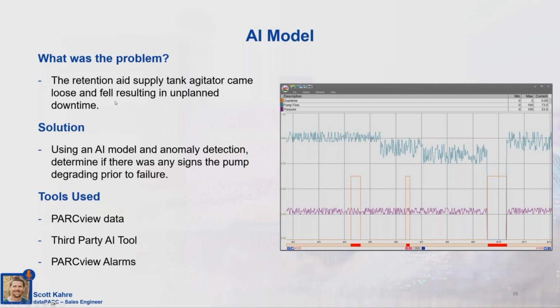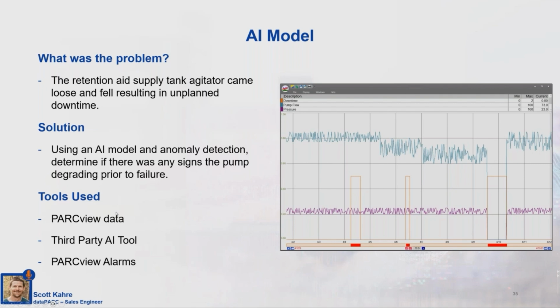And this chemical is critical to the process, and if it's not supplied in a uniform consistency and rate, then there's either quality problems or potentially even downtime, because this is associated with a paper machine, and if the sheet breaks, then there's downtime. The solution here was to use an AI model with anomaly detection to determine if there were any signs of failure associated with the pump that was discharging out of this tank.